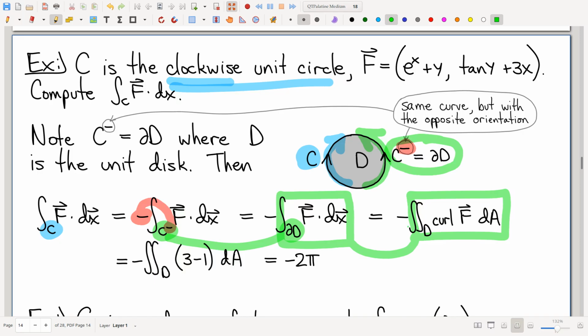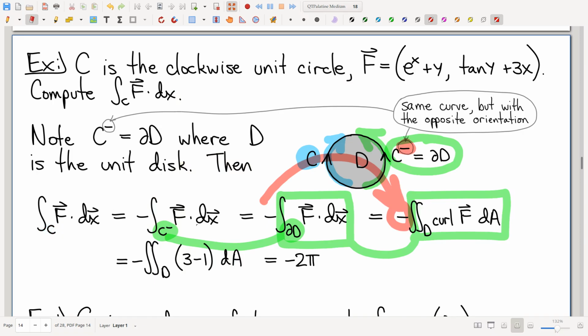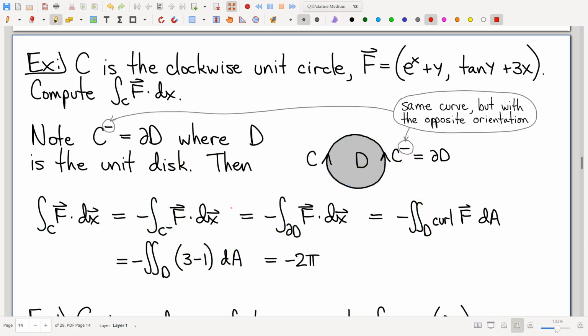Now, don't forget your minus signs, by the way. It's easy to accidentally forget. Don't forget to carry that along. And how am I going to compute that double integral of the curl? Let me clean up the mess here real quick.